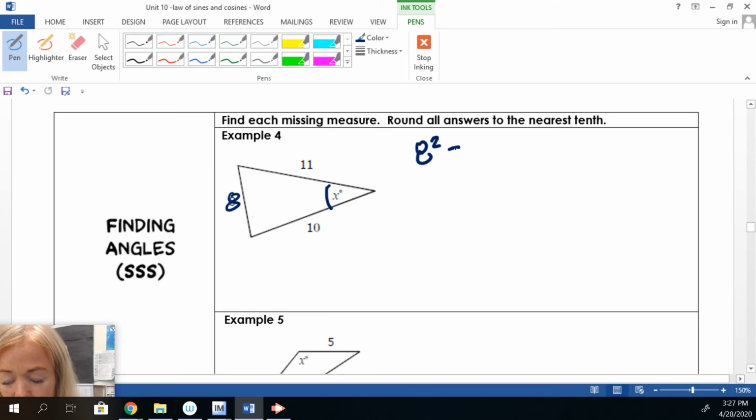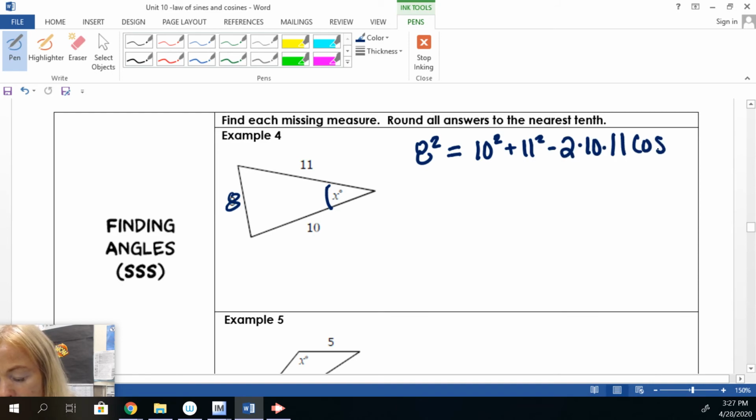You would have 8 squared equals, and then you have the other squares, 10 squared plus 11 squared minus 2 times 10 times 11 times the cosine of x degrees. That means you're looking for an angle. All right, now in order to do that, you need to figure out what cosine inverse is. So we have to solve for the cosine inverse.